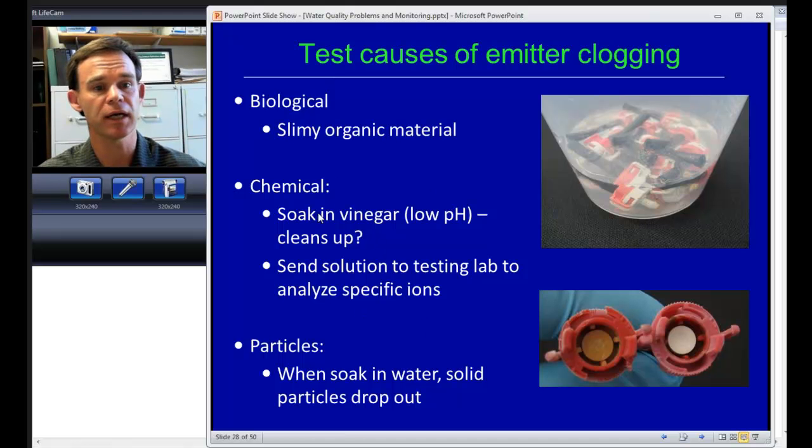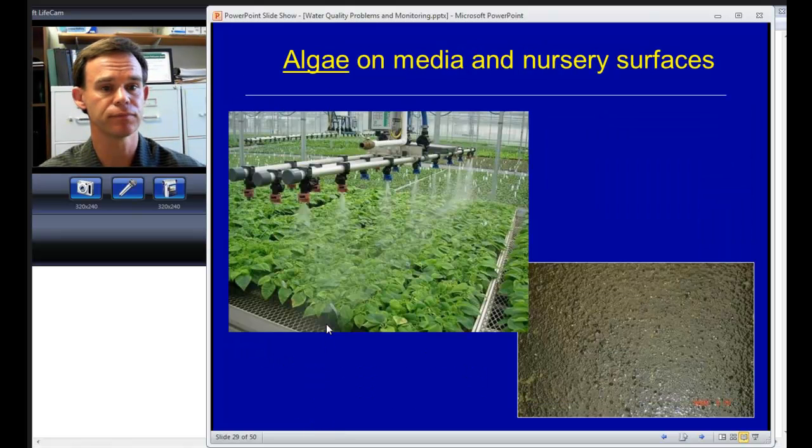So here what you may find is, okay, we've got a chemical problem here, as is the case in this example with iron. And so we need to probably drop pH in our irrigation water or remove the iron before it gets into the irrigation lines. If it's particles, it's basically going to be a filtration issue.